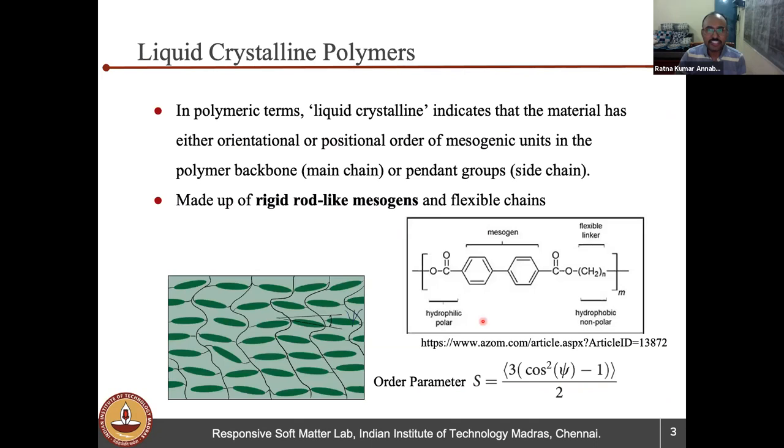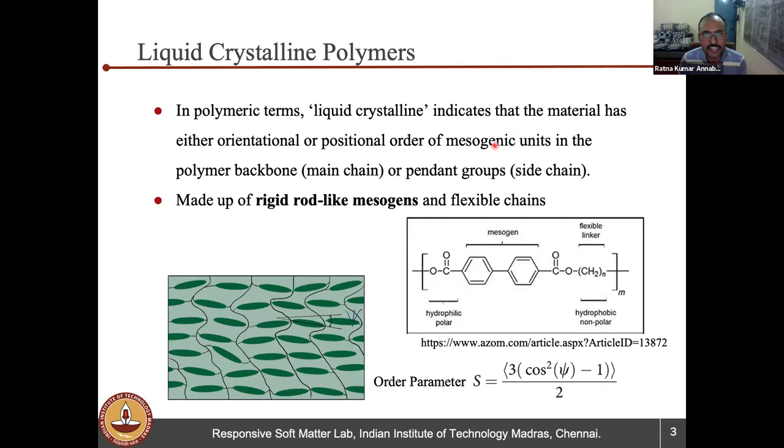Liquid crystal polymers are a class of materials that are basically liquids with some order. This order can be a positional order or an orientational order, and depending upon the order and the way these things are arranged, we have different classifications.